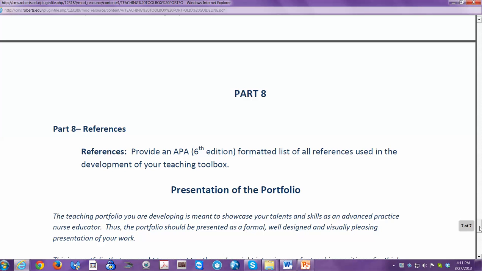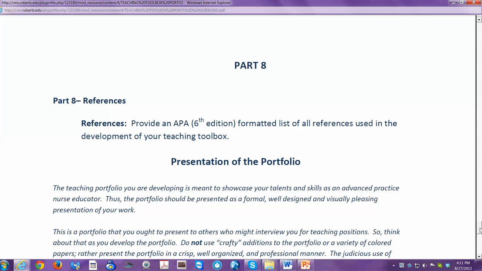Then your final part of this portfolio is the references. You only have 1 section with references. So any references you have from your paper or from any other portion of this portfolio would be in this section. You do not have a reference list anywhere else in the portfolio.